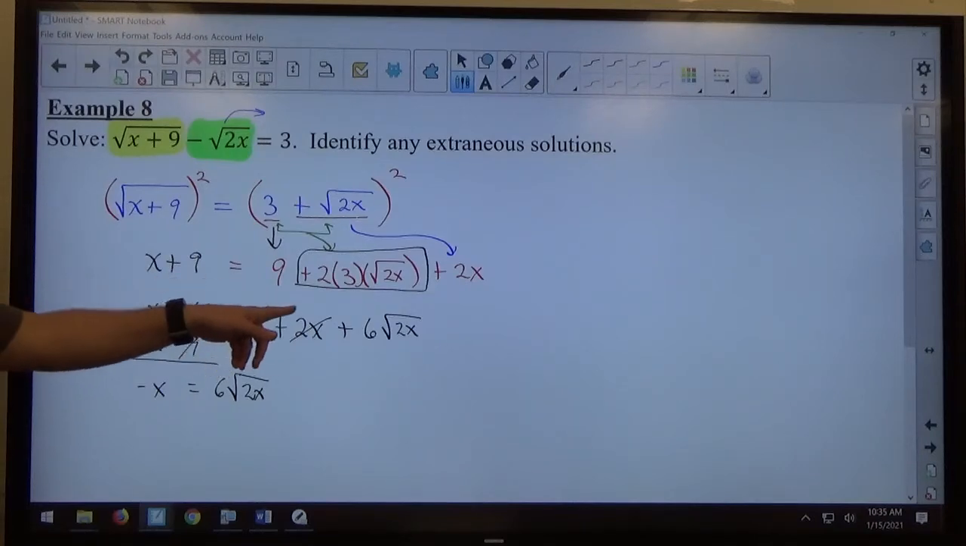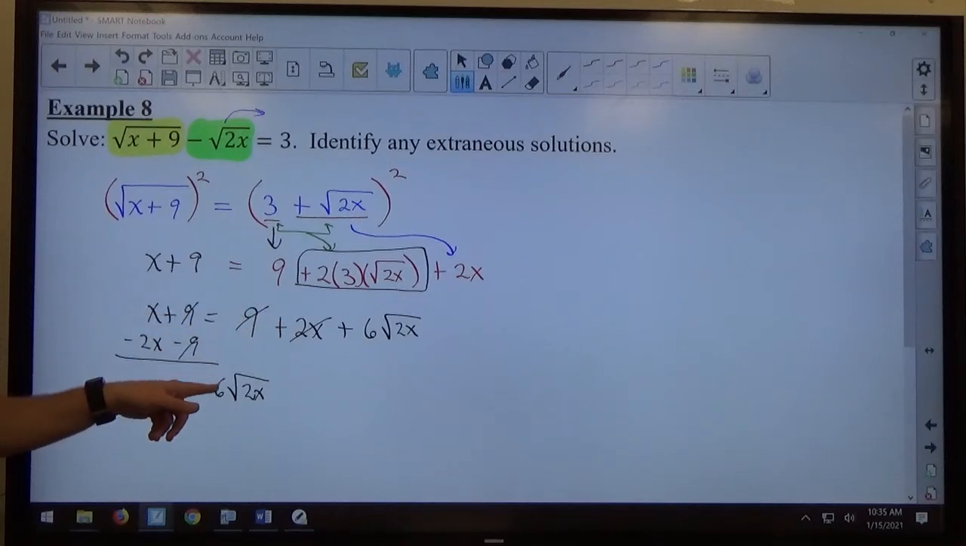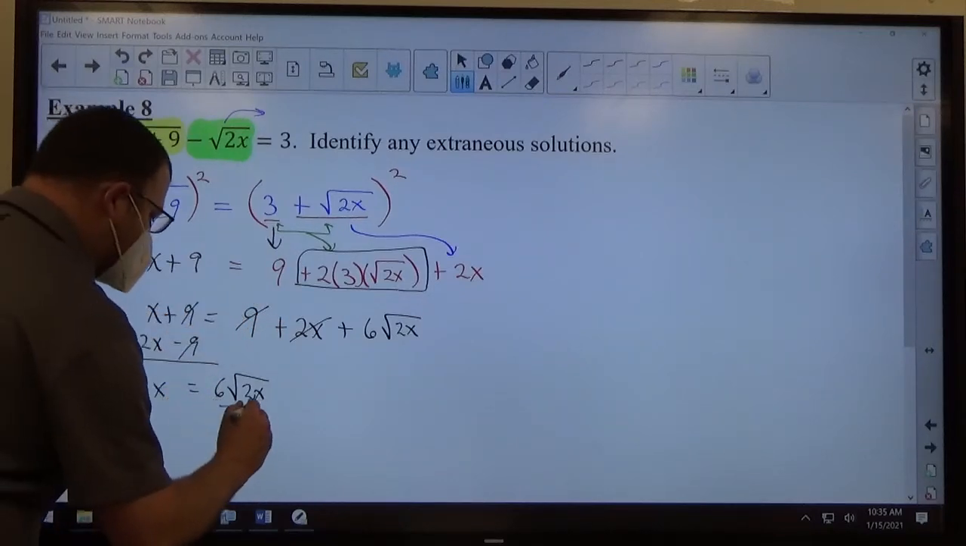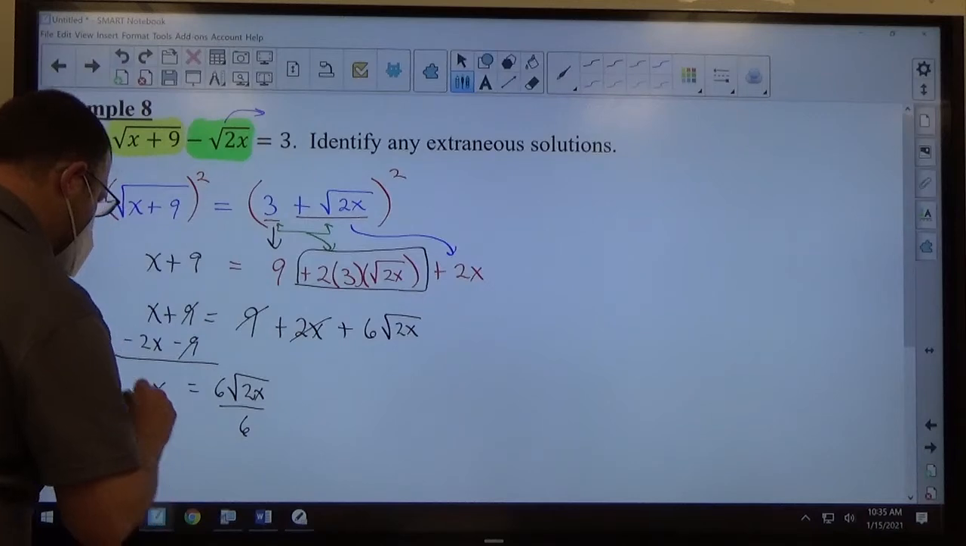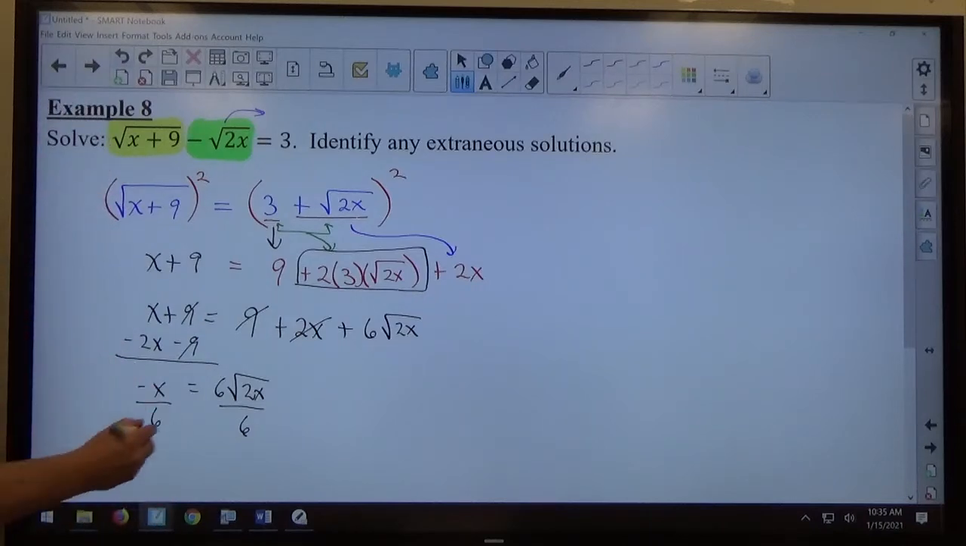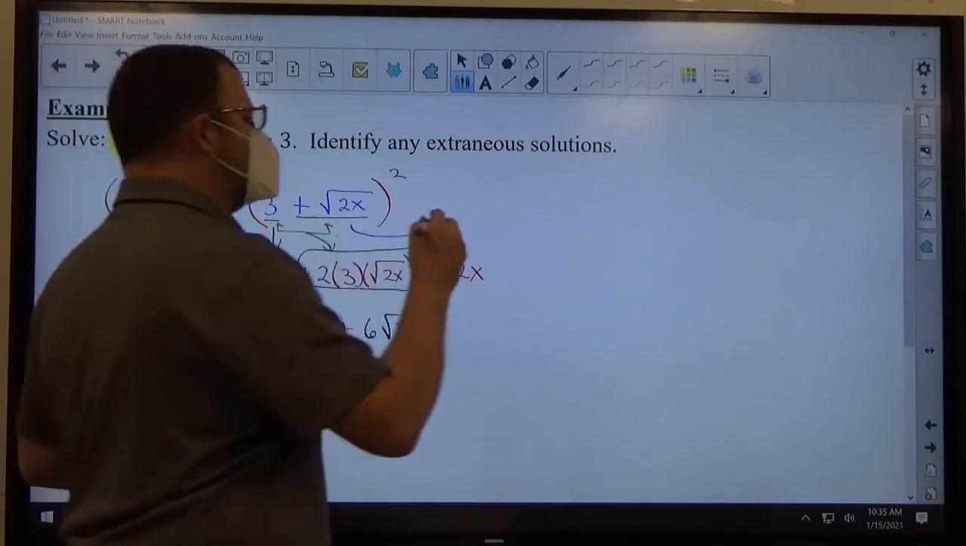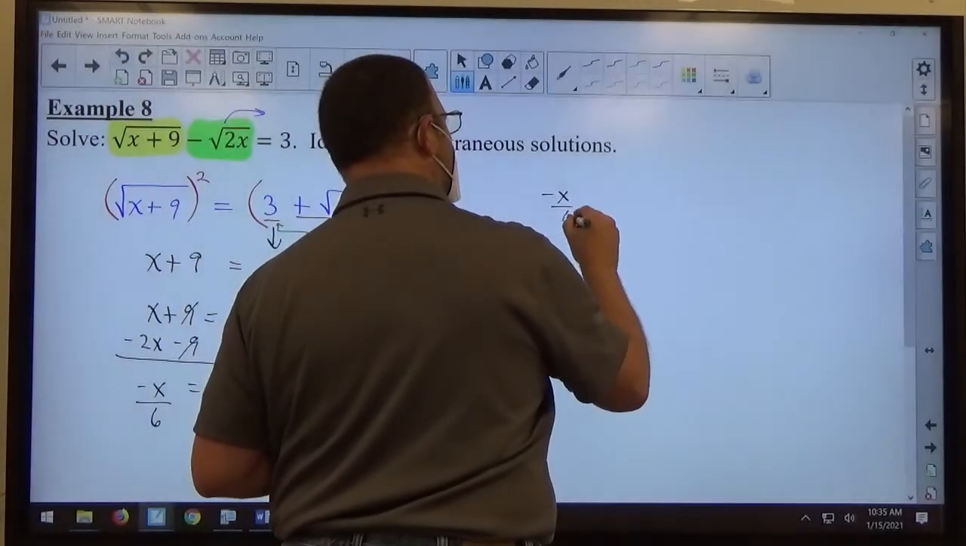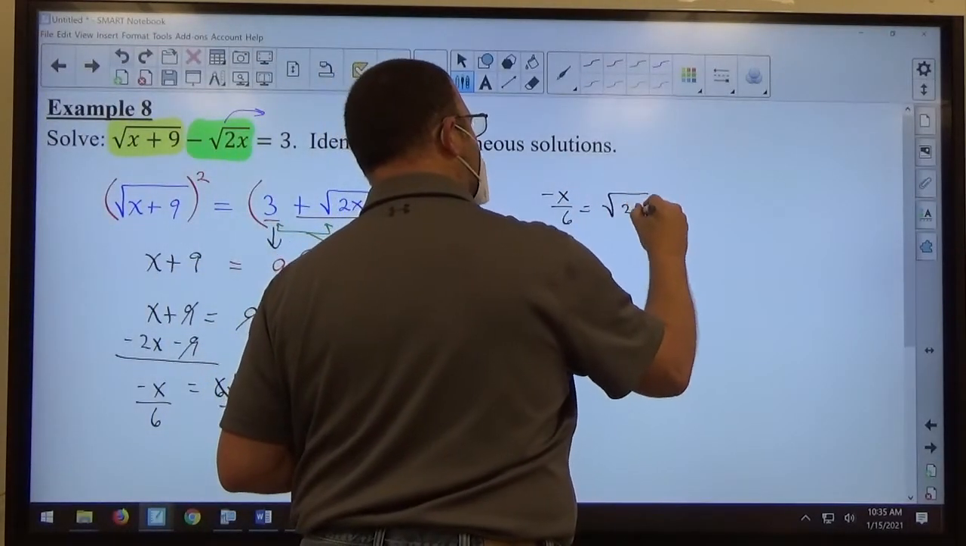That got rid of the addition and subtraction parts to it. Right now we have a multiplication part. I'm going to divide by 6 here, divide by 6 here, and that gets me the leftover, all the stuff to isolate. I'm going to get negative x over 6 equals the square root of 2x.